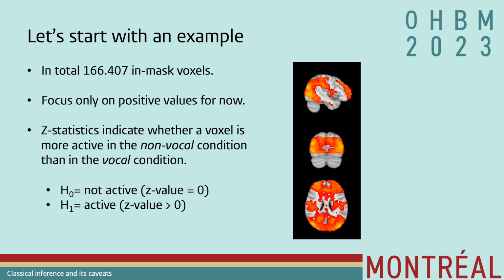And for now, we'll just focus on the positive values, so we ignore the negative values. The Z statistics that you see indicate whether this voxel is more active in the non-vocal condition than in the vocal condition. And the null hypothesis that belongs to that is that the voxel is not active, so that the Z value is actually 0. And the alternative hypothesis is that the Z value is larger than 0, so that the voxel is active. So far, this is the classic framework we're in.